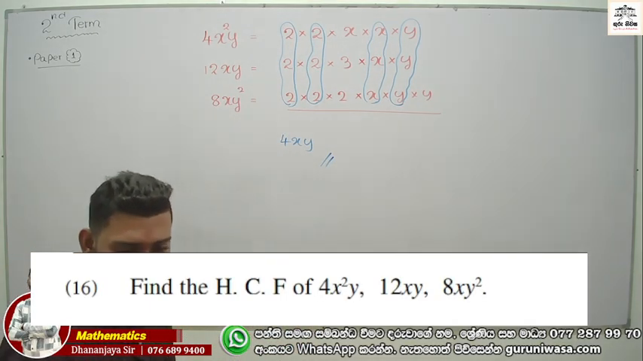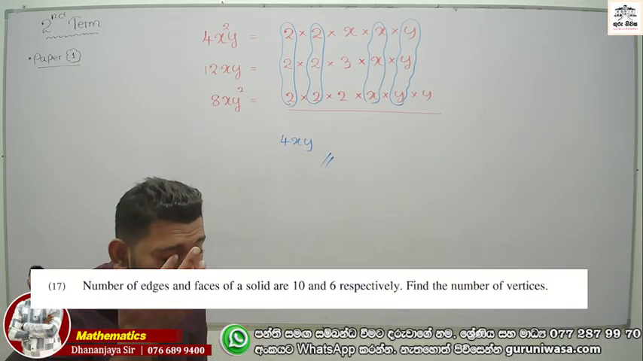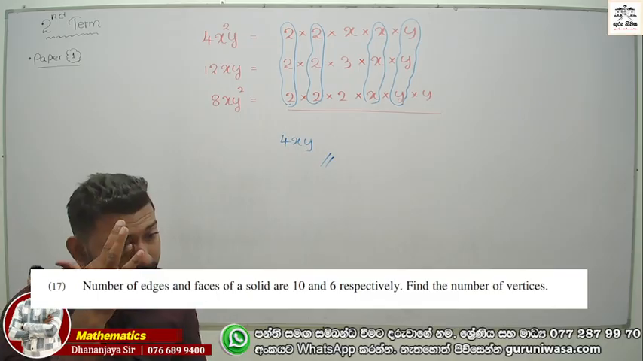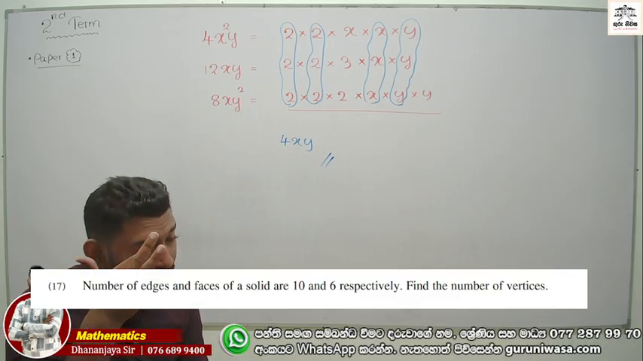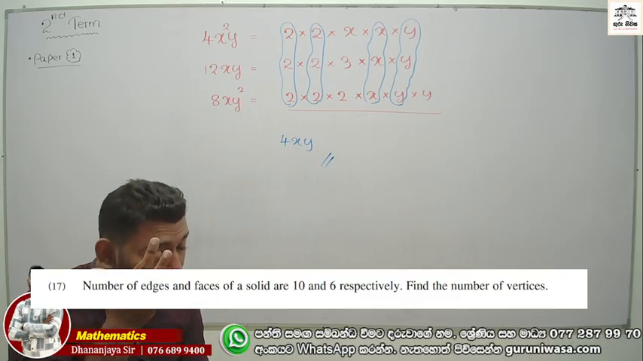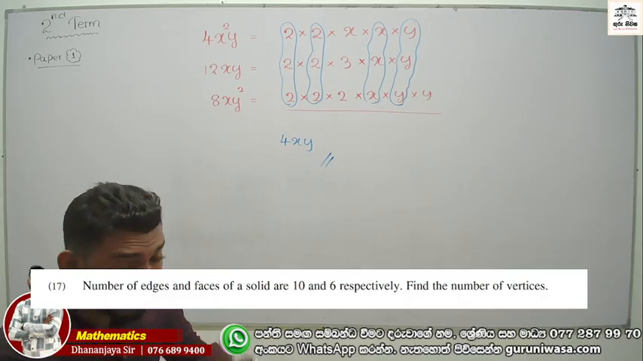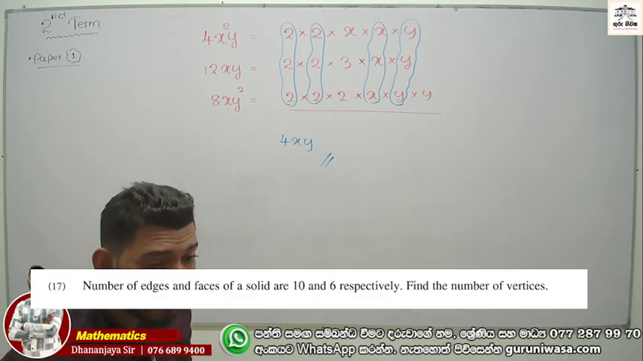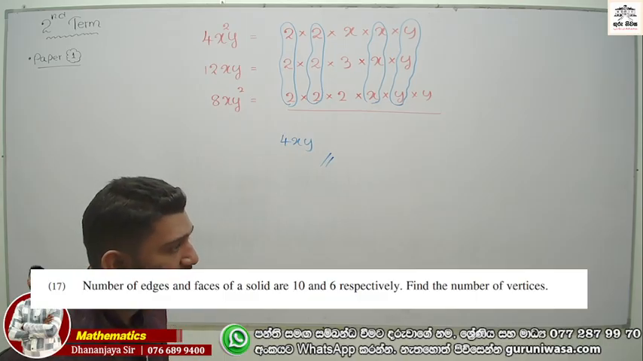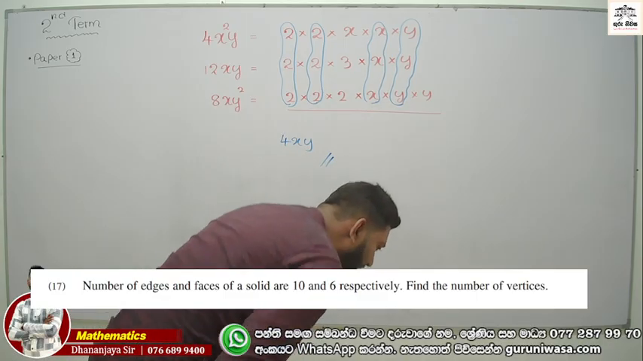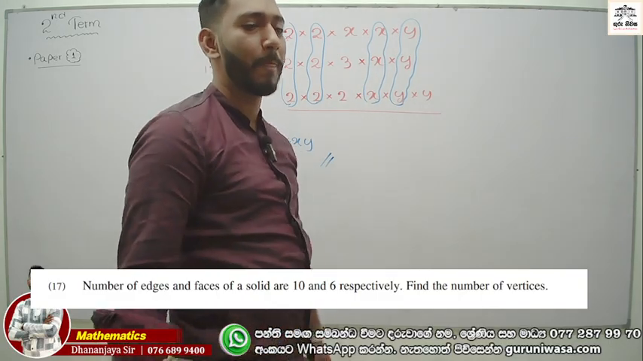Okay. Now 17th question. Number of edges and faces of a solid are 10 and 6 respectively, right? And find the number of vertices, right? And this one we called a theorem, right?